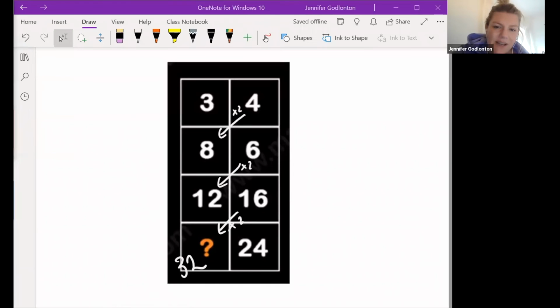So 4 times 2 is 8. This way is exactly the same. So 3 times 2 is 6. 8 times 2 is 16. 12 times 2 is 24. So you're just multiplying them by 2.